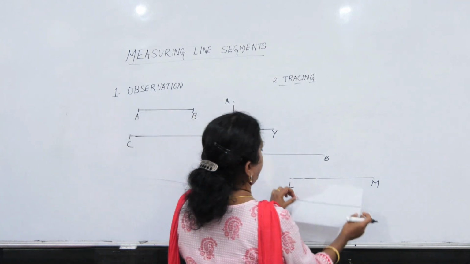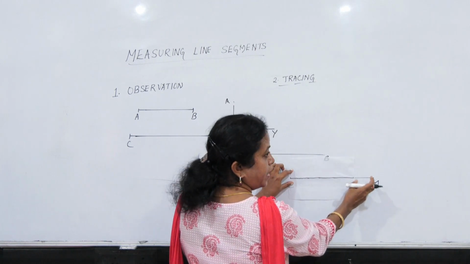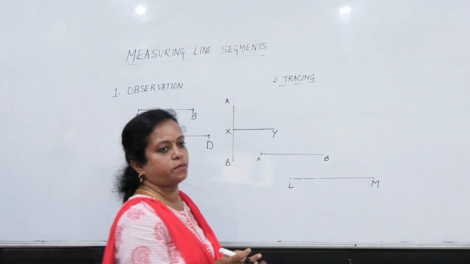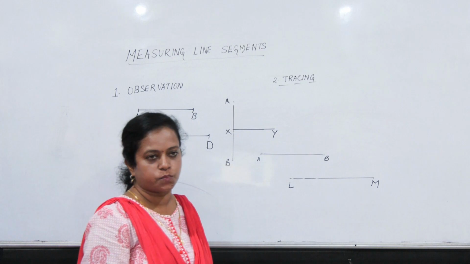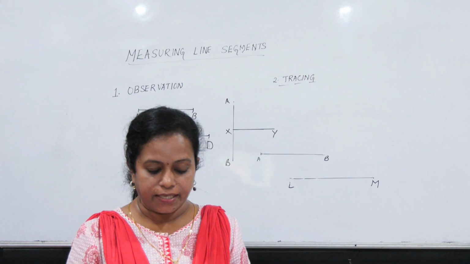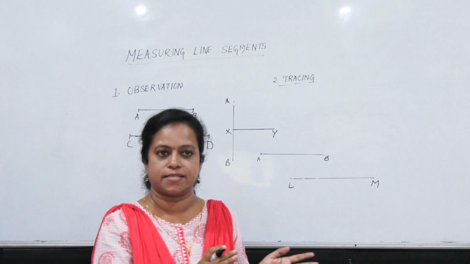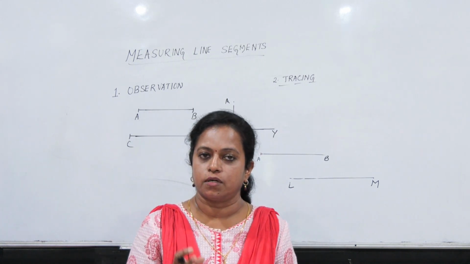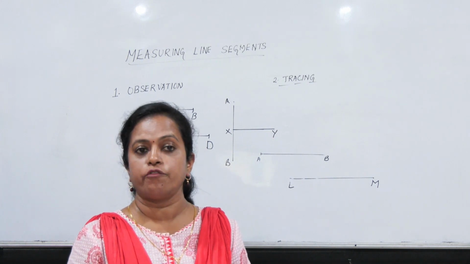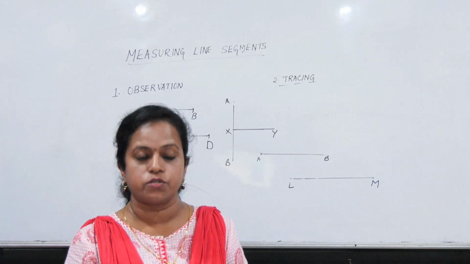Now I'll keep it on LM, exactly starting from L. Now you can see that a part of LM still is left. That means the first line segment that is named as AB, that is smaller. So this method of comparison by tracing, this is a tedious method, you can say. That is, every time you have to compare a line segment, you will have to trace the line segment. And another error that you can see in this method is, it depends on the accuracy of how you have traced the line segment. So this method is also not considered to be good.